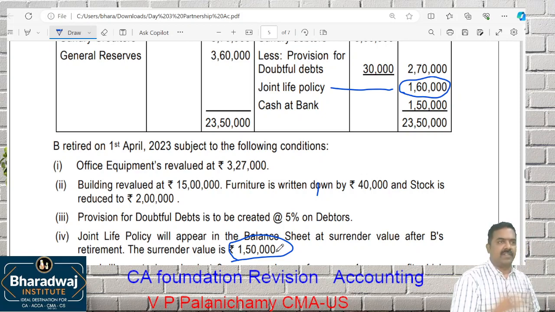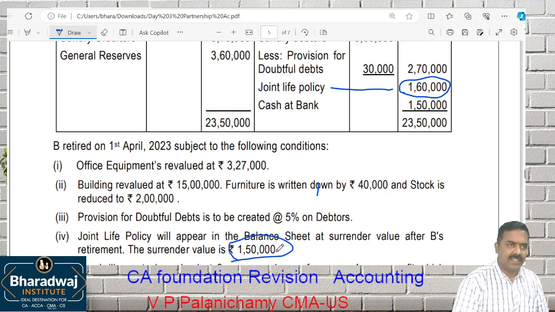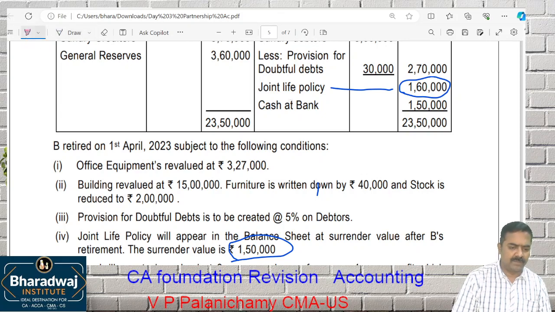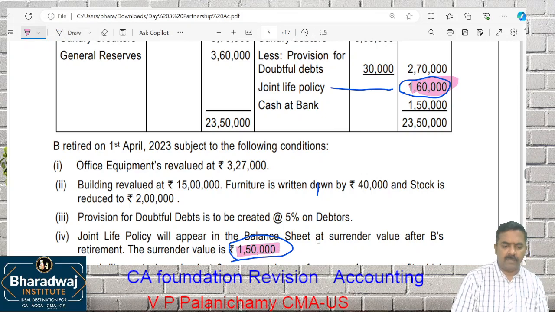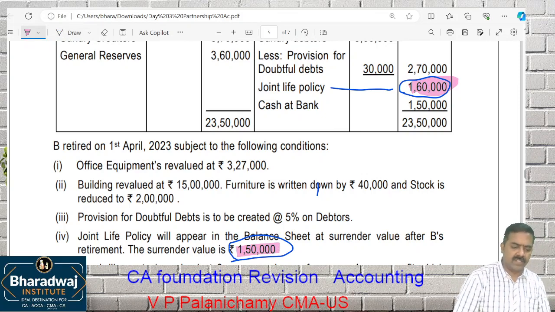We are reducing the value of asset. You can pass a separate entry, wait, or this can be adjusted in revaluation account itself. Okay, what is the old asset value? 1,60,000. Okay, what is the new value? 1,50,000. The reduction can be adjusted in which account? Revaluation account itself.